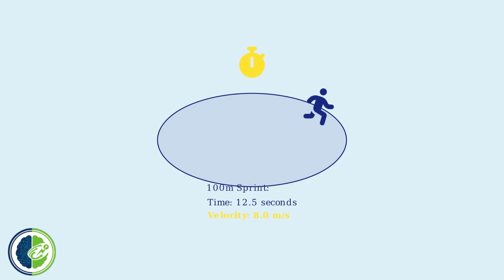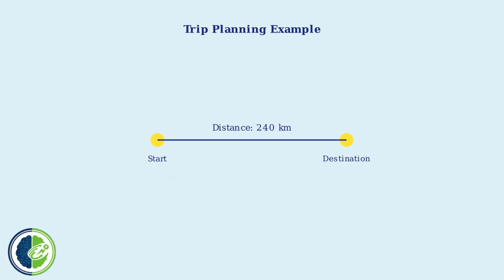In sports, velocity calculations help athletes and coaches analyze performance. Track and field coaches time runners to calculate their average velocity over different distances. Swimming coaches use velocity calculations to track improvement in lap times. Cyclists monitor their velocity to optimize training and race strategies. One of the most practical applications is trip planning.